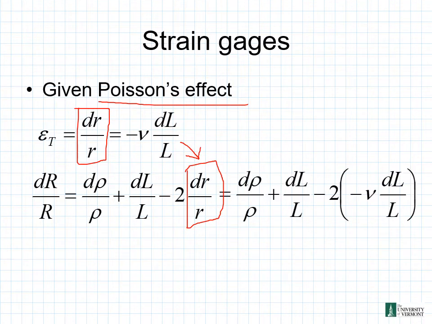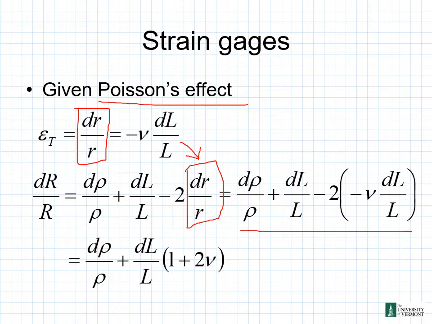When we do that, we end up with this expression over here on the right, d rho over rho plus dL over L minus 2 times negative v times dL over L. We can reduce this down a little bit, and we see we have d rho over rho plus dL over L times 1 plus 2v, which is also equal to d rho over rho plus our epsilon here times 1 plus 2v.